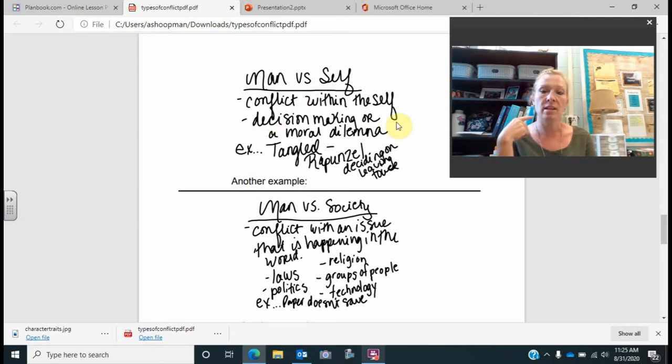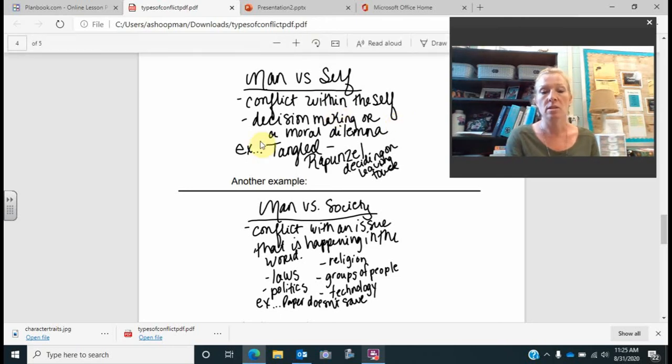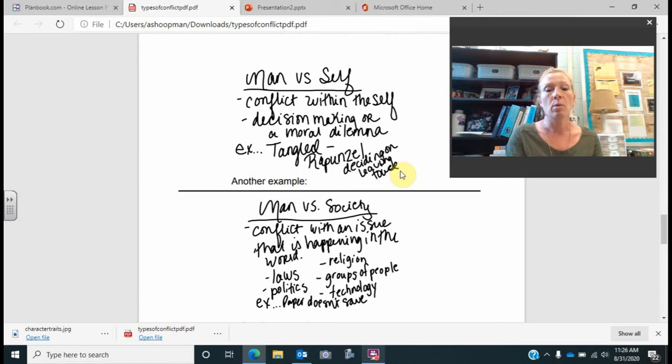Every time that you make a decision and you weigh maybe pros and cons, those are going to be man versus self decisions. So I pulled in Tangled here again, Rapunzel, deciding on leaving the tower or not. She didn't know whether she should leave. She kept saying, well, I want to go see the lights, but I'm afraid that I'll make my mother upset if I leave her. And I don't know what I should do, and I don't want to get in trouble. All of that is a man versus self.